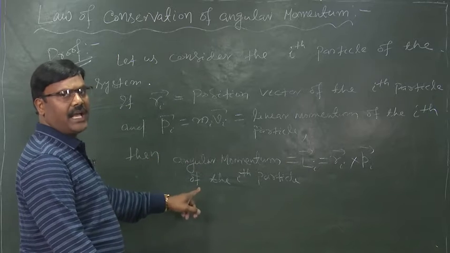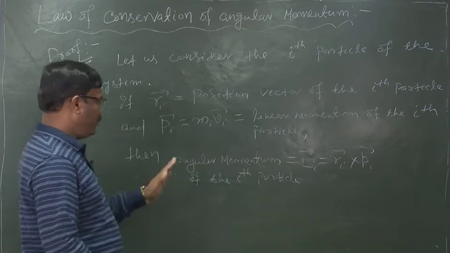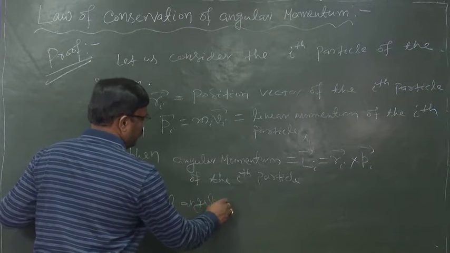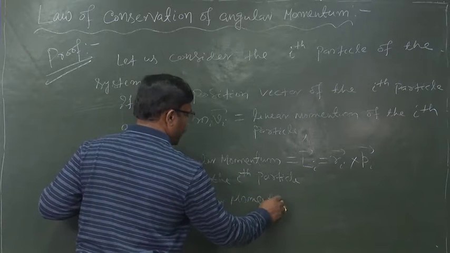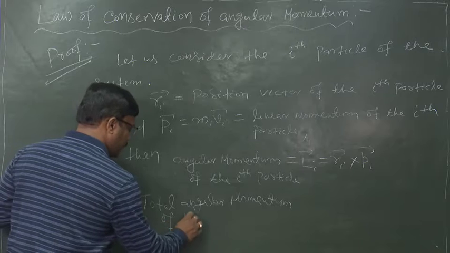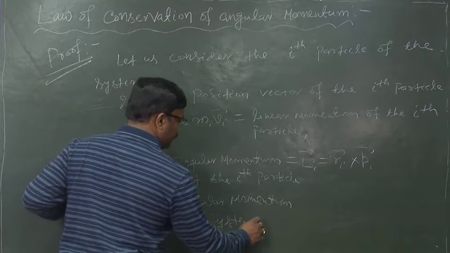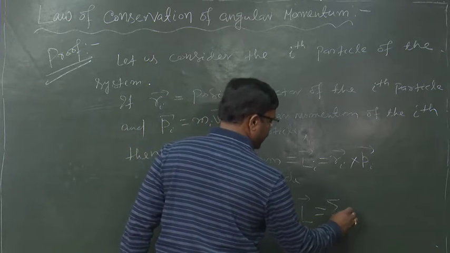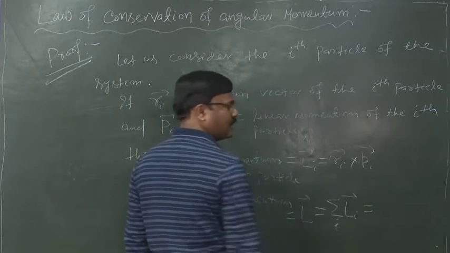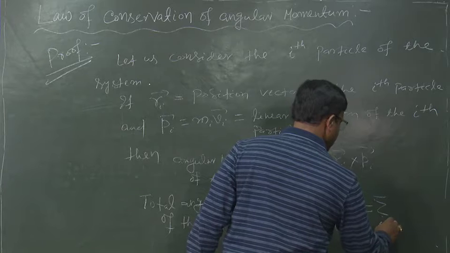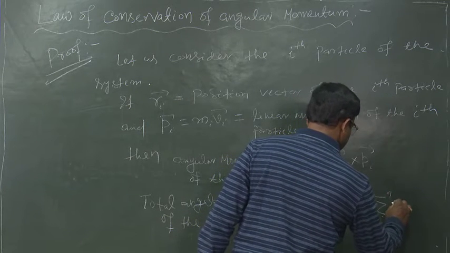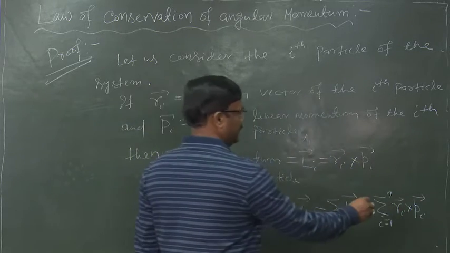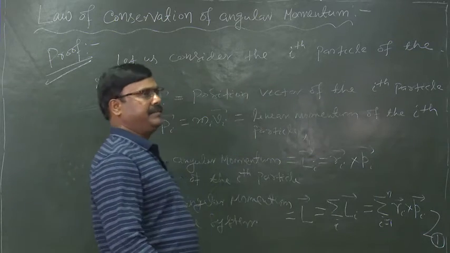So, the total angular momentum of the system of particles will be equal to L vector, which is equal to the sum over i of Li vector, which is equal to the sum over i equal to 1 to n of Ri cross Pi vector. Let this be termed as equation 1.